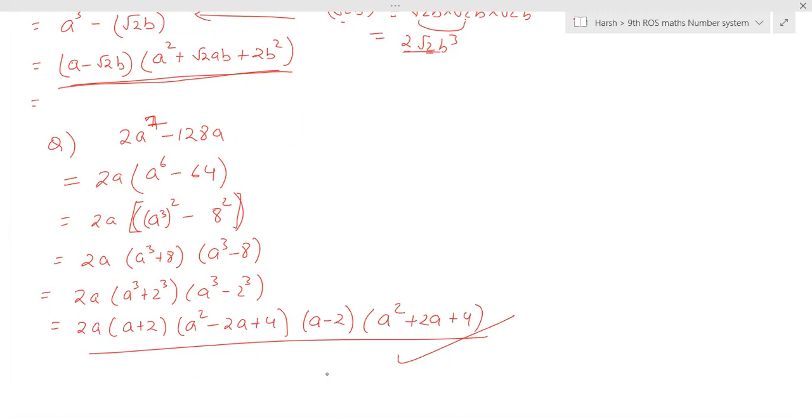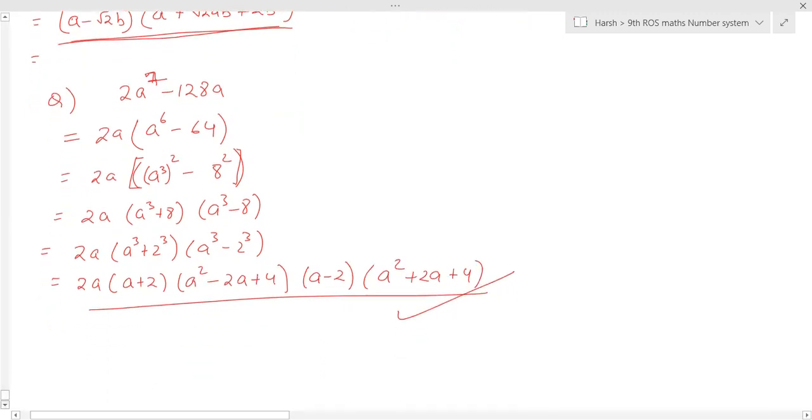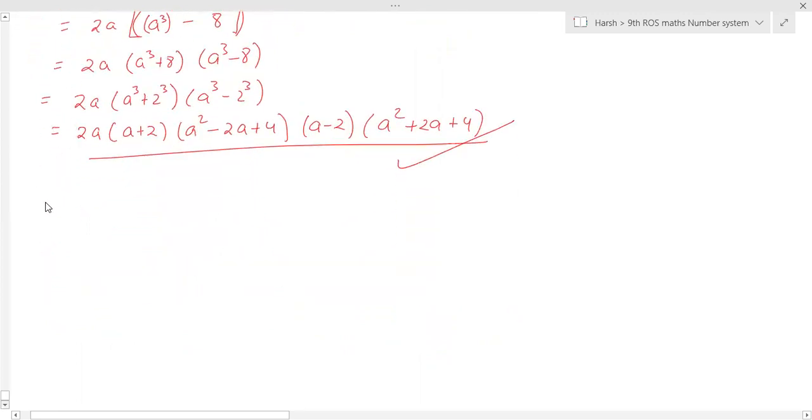Can you give one more of this type of hard questions? You will get full exercise with it. Don't worry, you'll get the full exercise. a cube plus b cube plus a plus b.